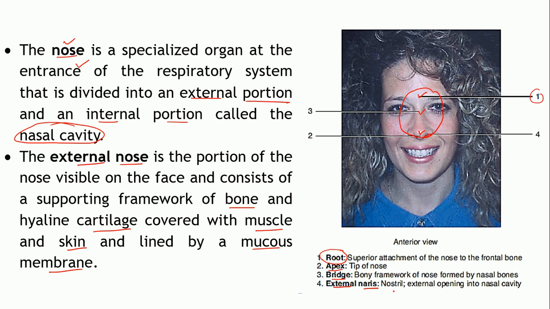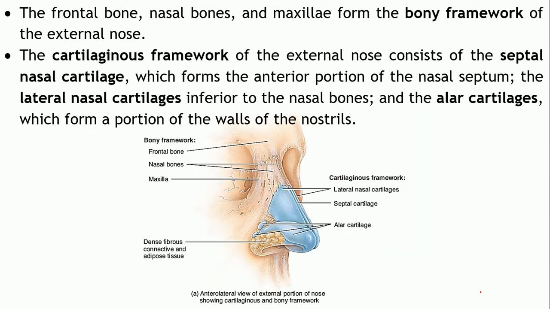Okay. So, it is also known as nostril. Singular, it is known as nares, and plurally there are 2, right. So, these are known as nares. Okay. So, that is the external opening into the nasal cavity. Okay. Now, the bony framework.